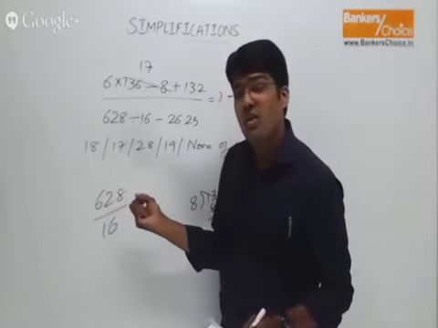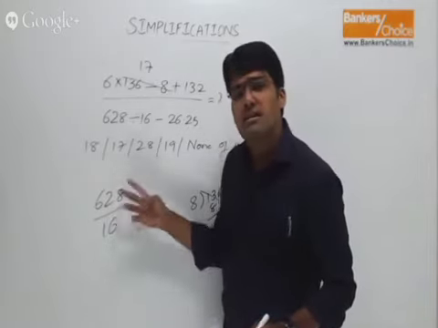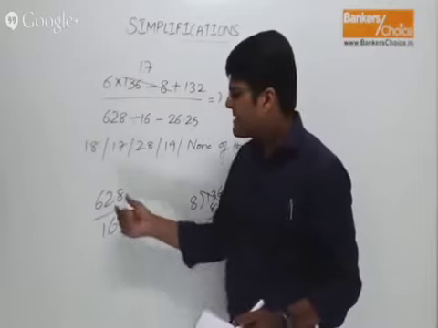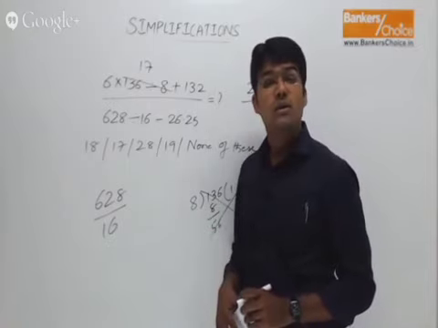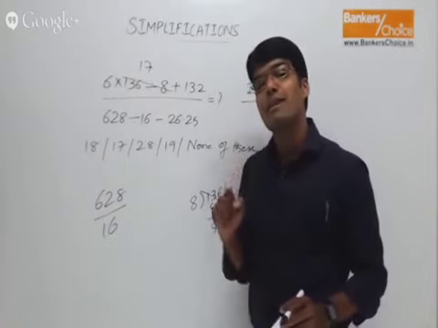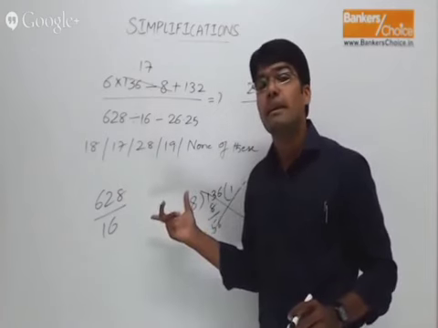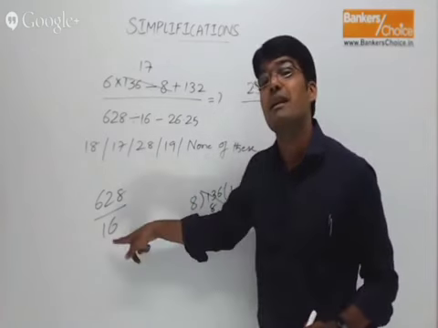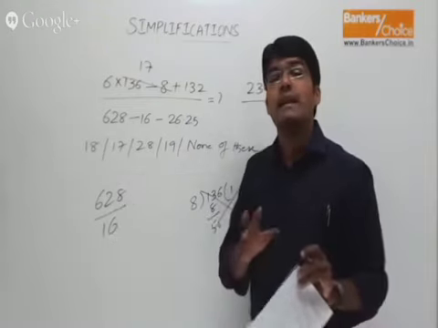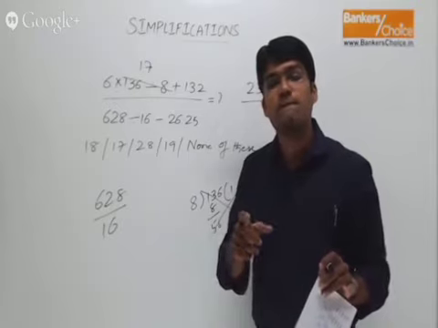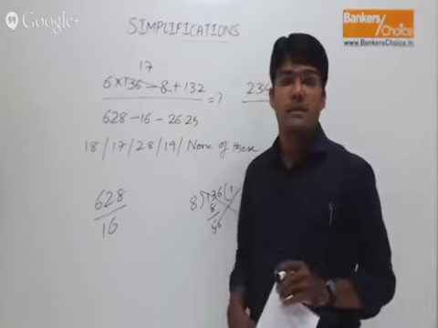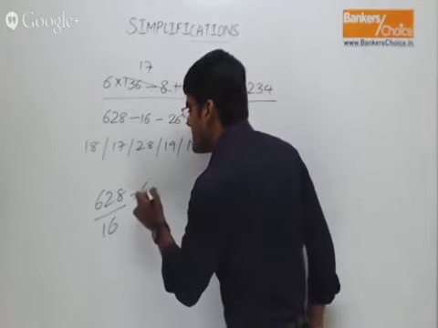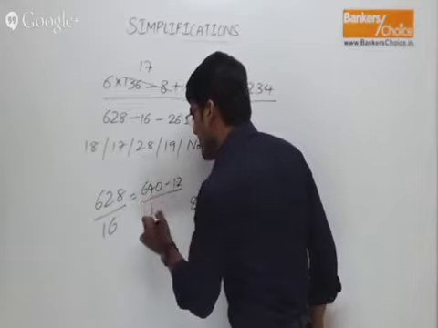628 by 16. What's the logic? Always split the numerator in terms of some multiple of the denominator. 628, can I take it as 640 minus 12? Why are we taking it as 640 minus 12? Why can't I take it as 600 plus 28? Because 640 is a multiple of 16. 16 into 4 is 64, 16 into 40 will be 640. So the idea here is to break the numerator in a way that at least one part is a multiple of the denominator. So I'll take 628 as 640 minus 12, by 16.